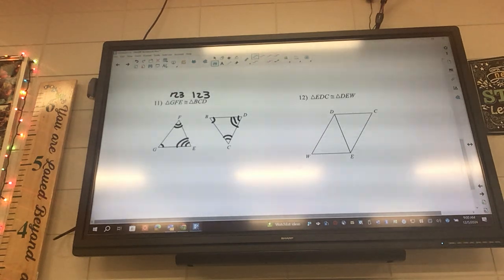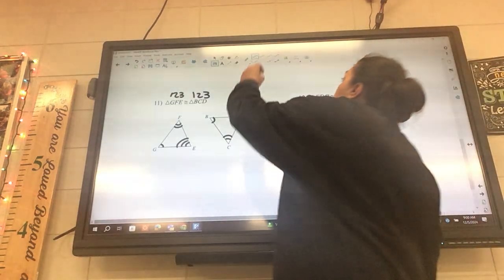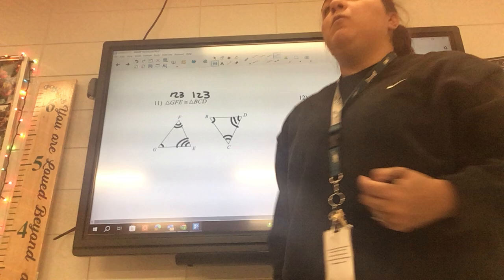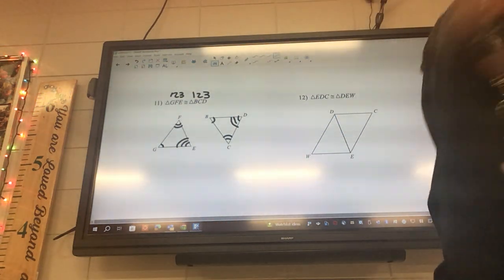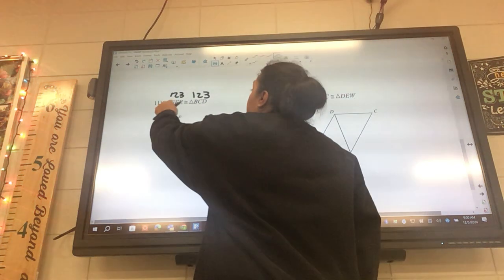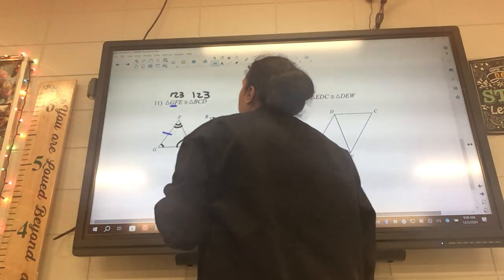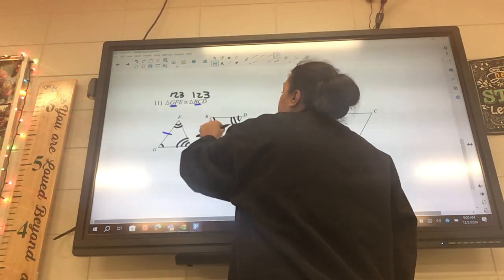Okay, and then for the sides, side 1 is going to be what? What's the very first one we did? GF, okay, number 1, 2. So GF is going to get 1, and BC is going to get 1.